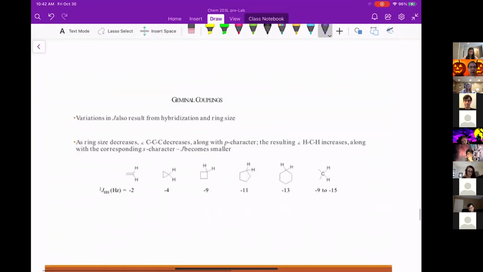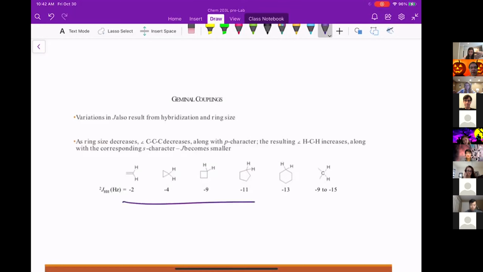Okay. And then I also said it's with angle. Here are just some more looking at the coupling constants, just wanting to show you that if they're on a ring, you can actually see that because it affects the angle of the hydrogens. So as the ring size decreases, the coupling constant becomes smaller, or you can say as the ring size gets bigger, your coupling constant gets bigger. So this is what I kind of want you to take away from this. I'm not going to ask you to make predictions based on these.